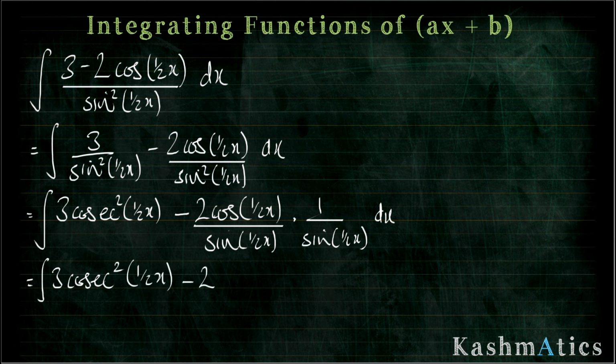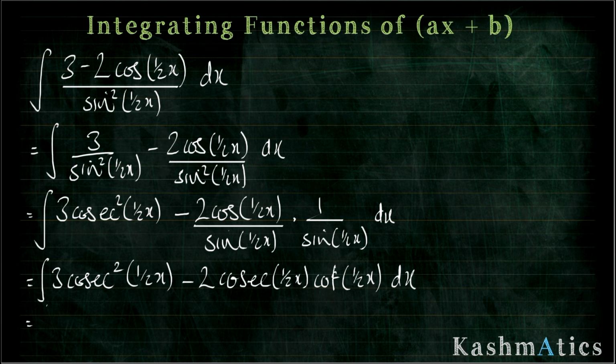Now look at this bit here. Cos over sine is cot, 1 over sine is cosec. So I've got a cot x cosec x, or in this case cot a half x cosec a half x. I'll write the cosec first. So cosec a half x cot a half x dx. Okay, and now everything is in a form which I recognize as an integral.